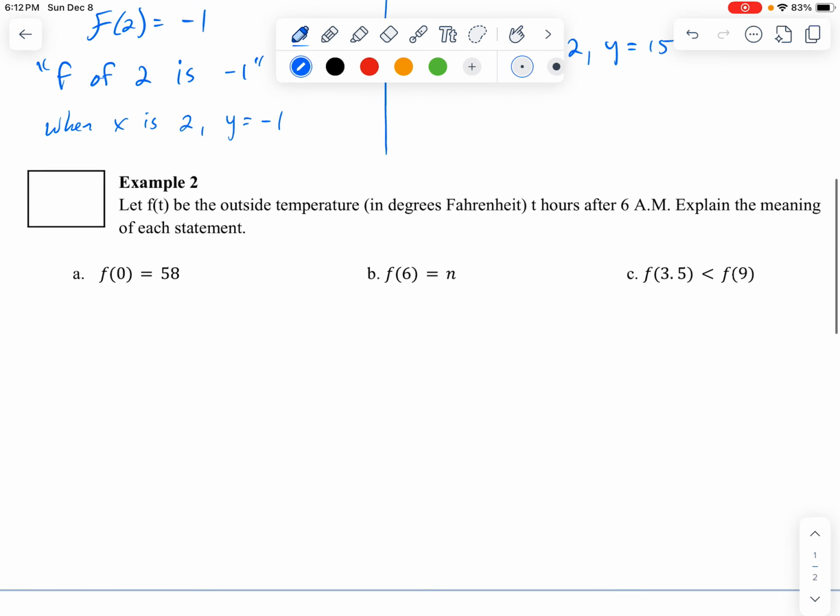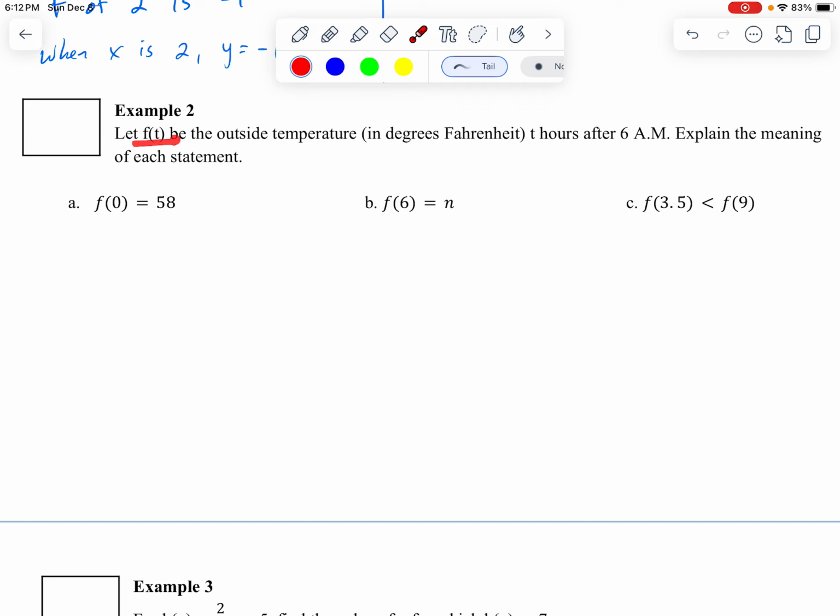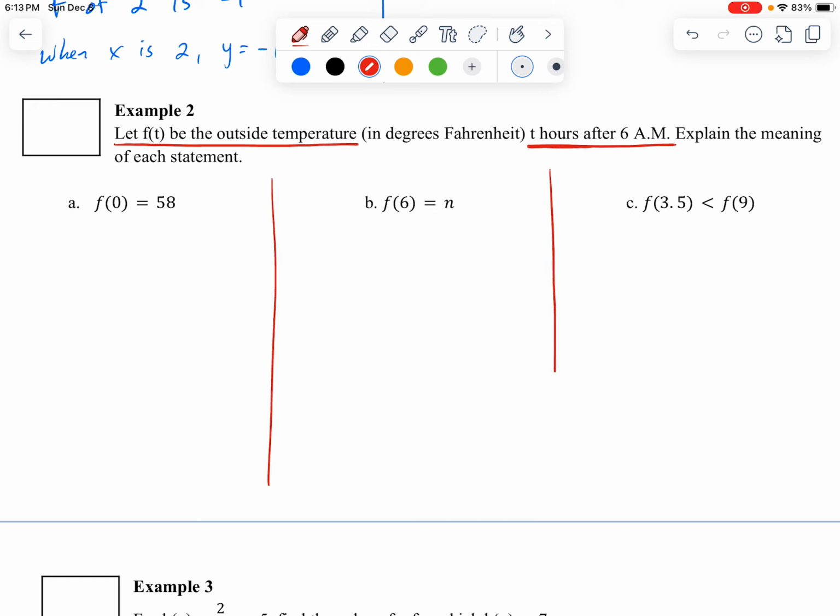Example 2. I'm going to do some interpreting. So let f of t be the outside temperature t hours after 6 a.m. Okay, so both of these things are really important. Our output is temperature. Our input is number of hours after 6 a.m. So let's split these up here.